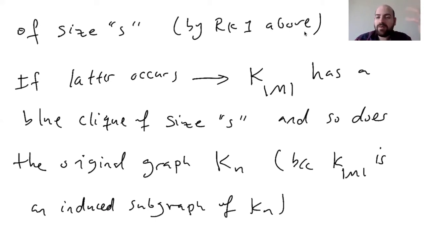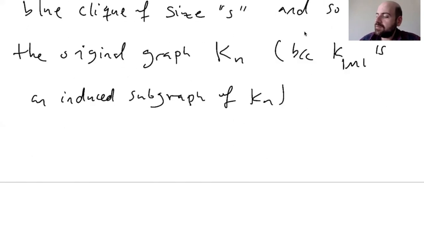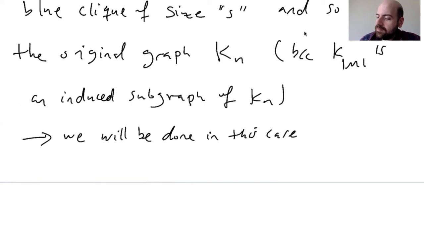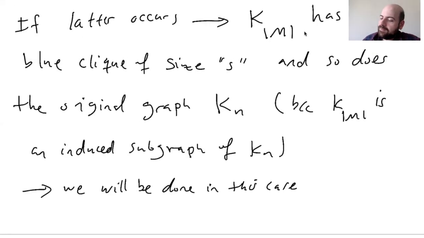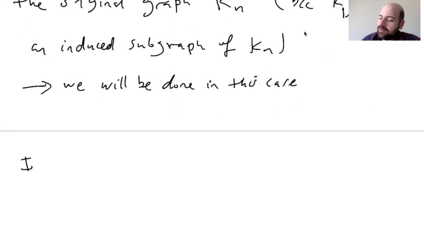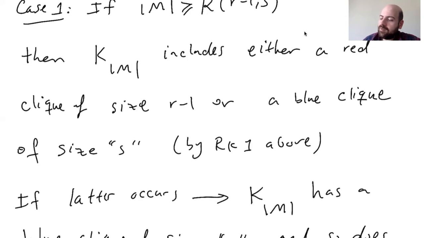Because what was our goal? Our goal was to show that our original complete graph Kn has either a red clique of size R or blue clique of size S. So now we will be done in this case. Okay. Now, if the former occurs, two possibilities. Km either has a red clique of size R minus 1 or a blue clique of size S. Blue clique of size S, then we are done.